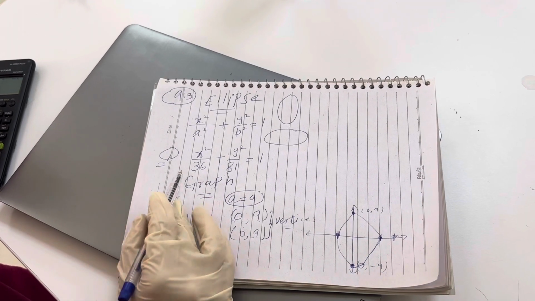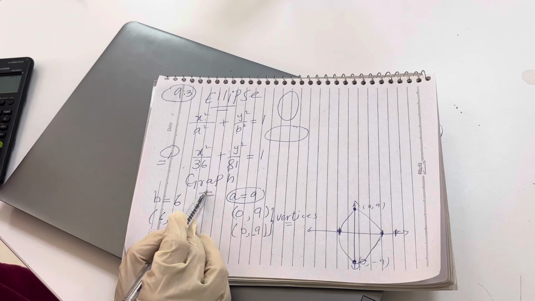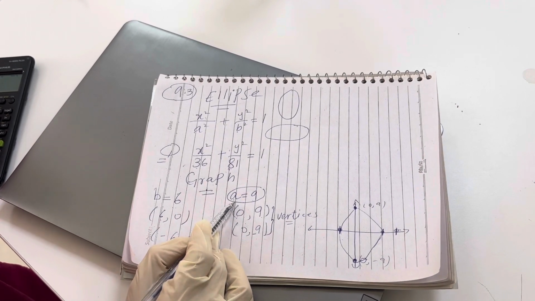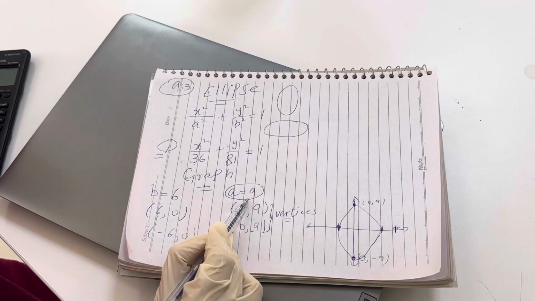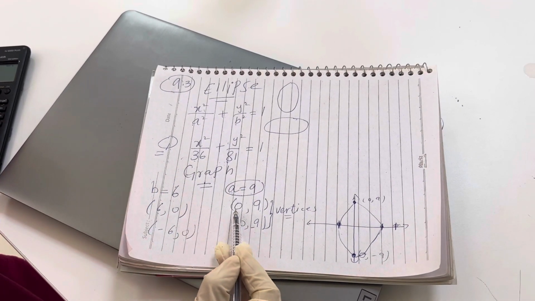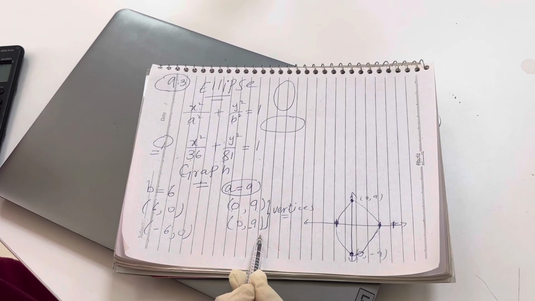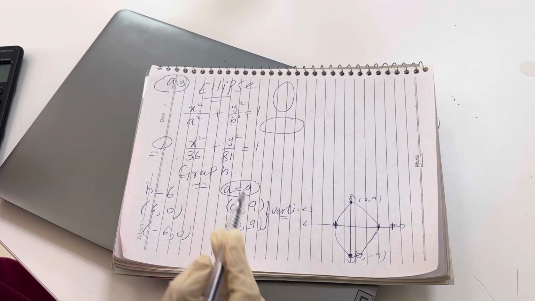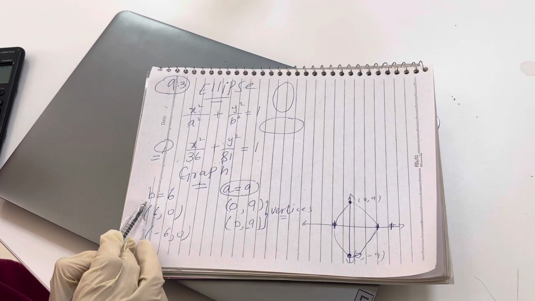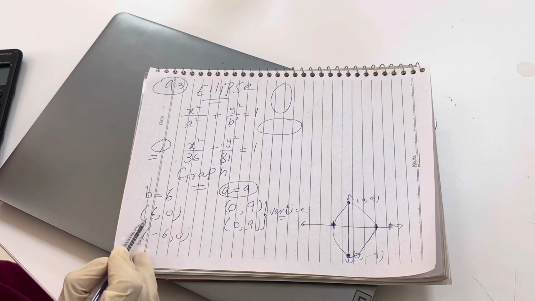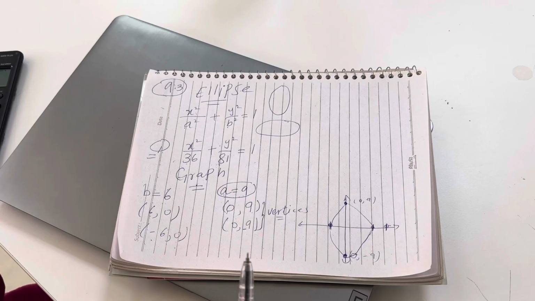Okay, so what we did: whatever equation they give you and they say graph this ellipse, first you have to check where a is. A is always the big number. So whatever the number here, take the square root. If it's under y, the points will be 0, 9 and 0, negative 9. If it's under y, automatically the minor one will be on x. This is under x. So it will be 6, 0 and negative 6, 0. Just plot the points, you will get the graph.